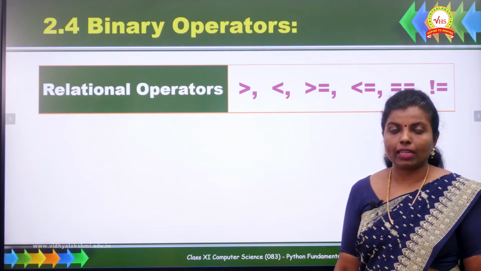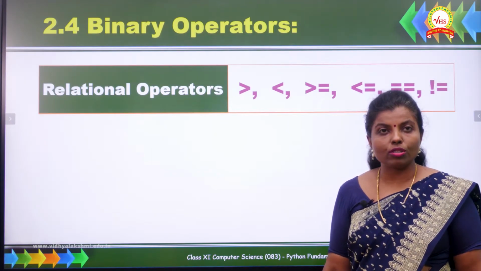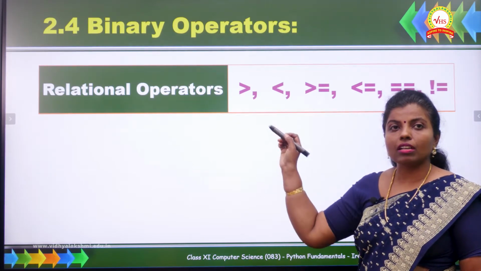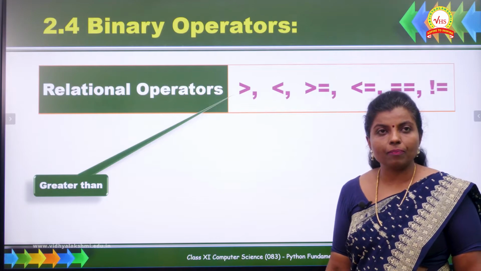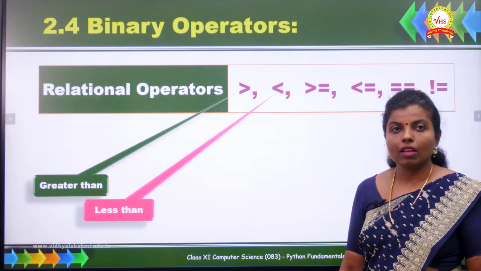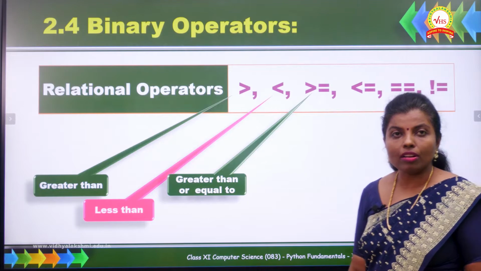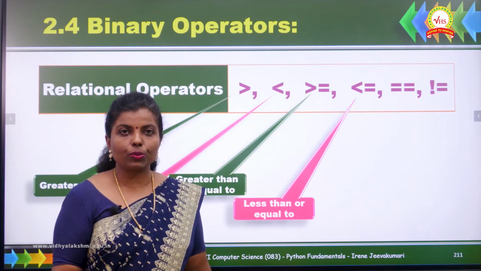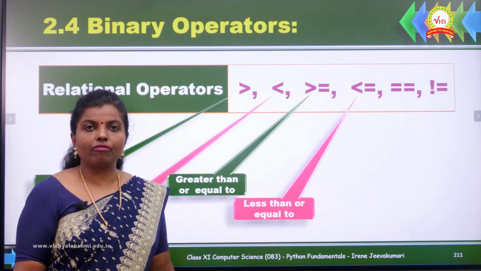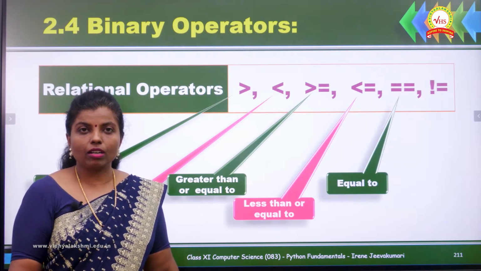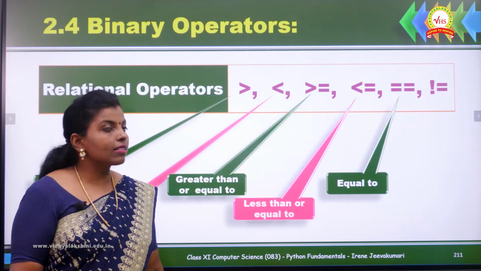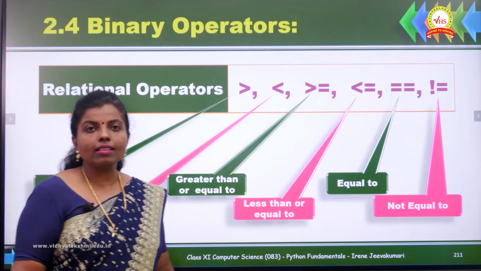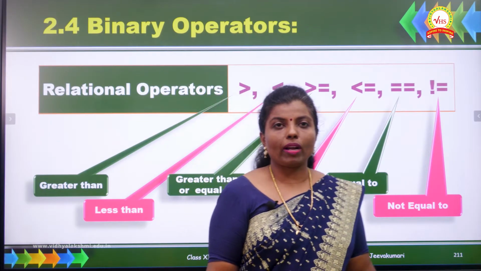They are relational operators. The relational operators are also referred to as comparison operators. Here we have the first relational operator as greater than, the next one as less than. The next symbol is greater than or equal to, and the next symbol is less than or equal to. Double equal to is referred to as the equal to symbol when it comes to the relational operators, and the exclamation sign and equal to is referred to as not equal to. So these are the relational operators provided by Python.